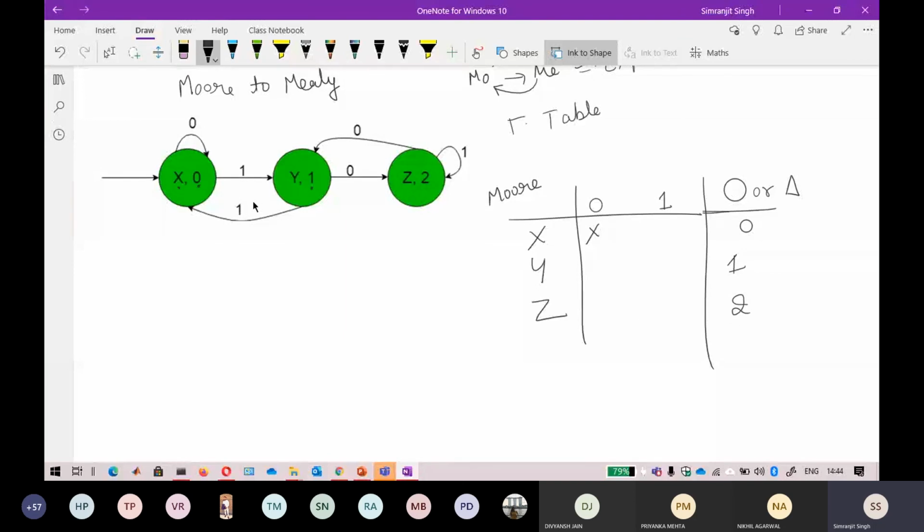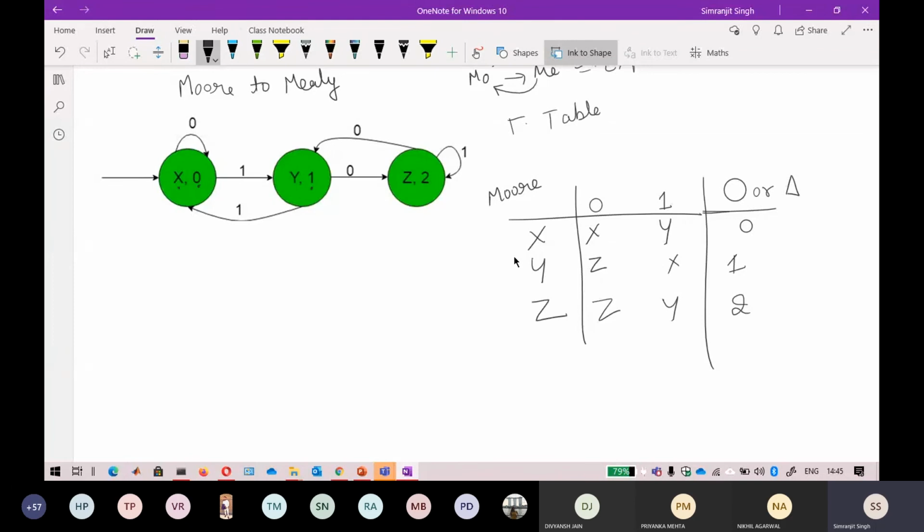Okay, now you have to complete the transition. Now X on 1 is going towards Y. Okay, so Y on 0 is going towards Z, and Y on 1 is going towards X. Z on 1 is staying at Z, and Z on 0 is going towards Y. Okay, so that is a very easy transition table to do.